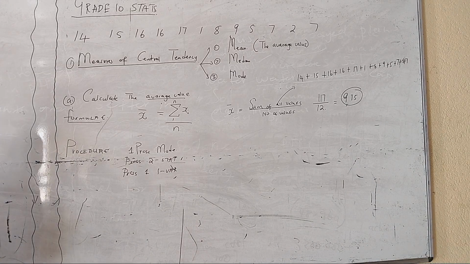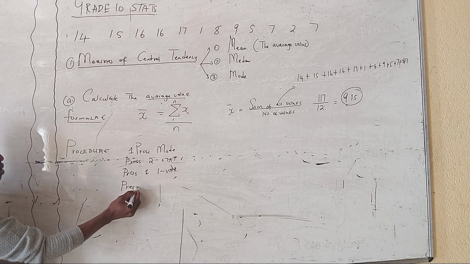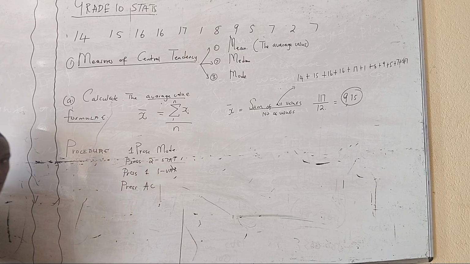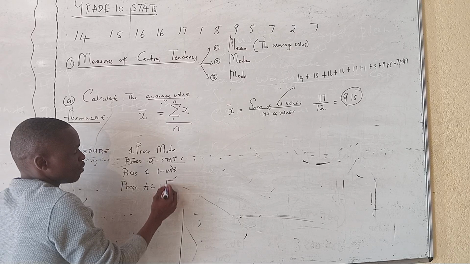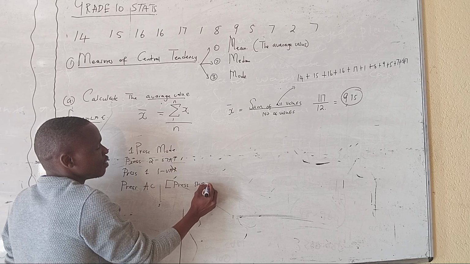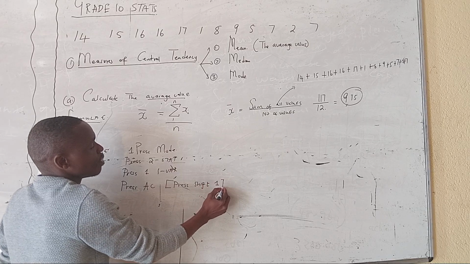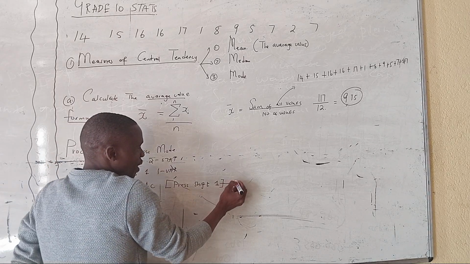Now, after inserting all the values, you press AC. You press AC on your Casio, then you press Shift 1. What happens after pressing Shift 1? We get what we are looking for. Oh, we are going to press number 4, VAR.